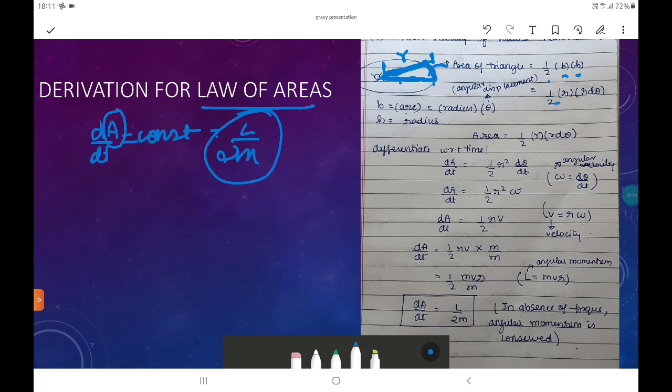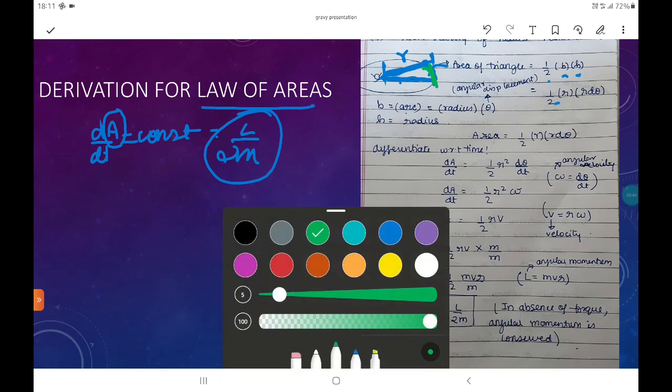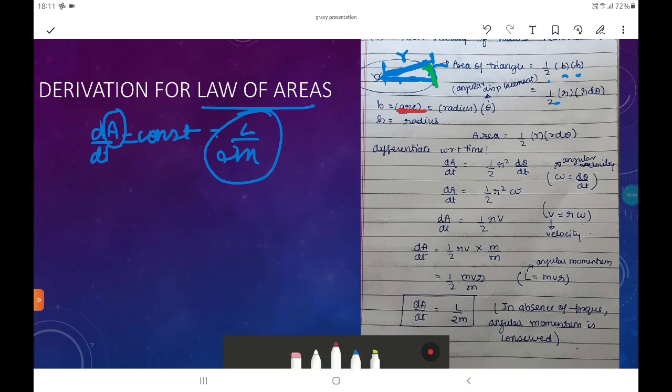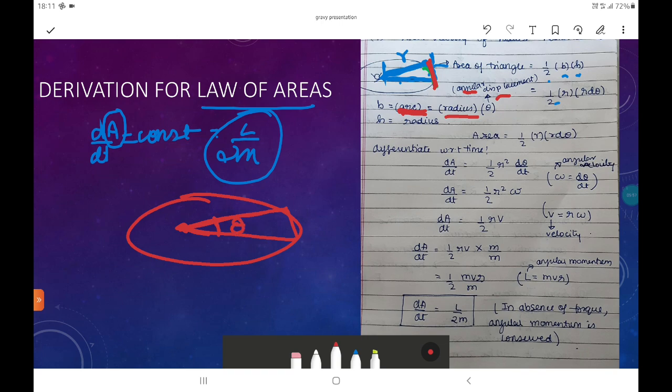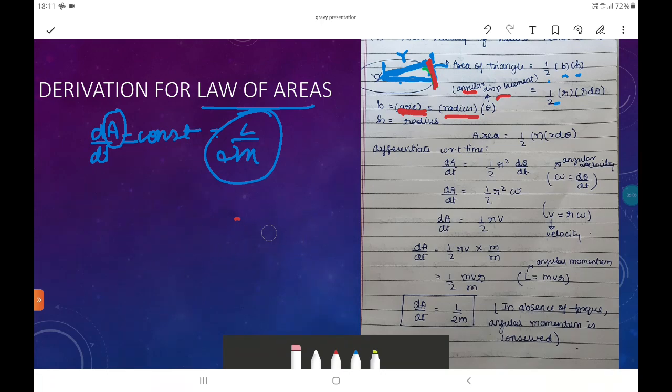And what is the base? This base you can consider as the arc value itself. And how do you calculate arc? Radius into angular displacement. Suppose this was your triangle, so this theta angle is nothing but your angular displacement, by what angle how much it has displaced. So the arc value is calculated as r d theta.